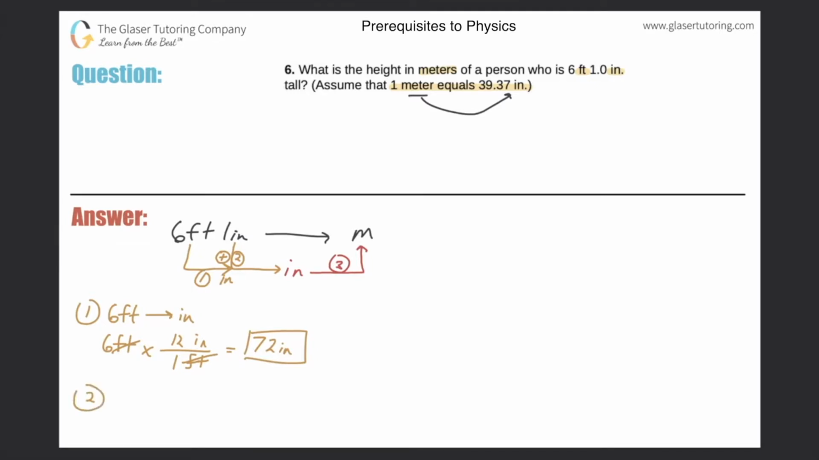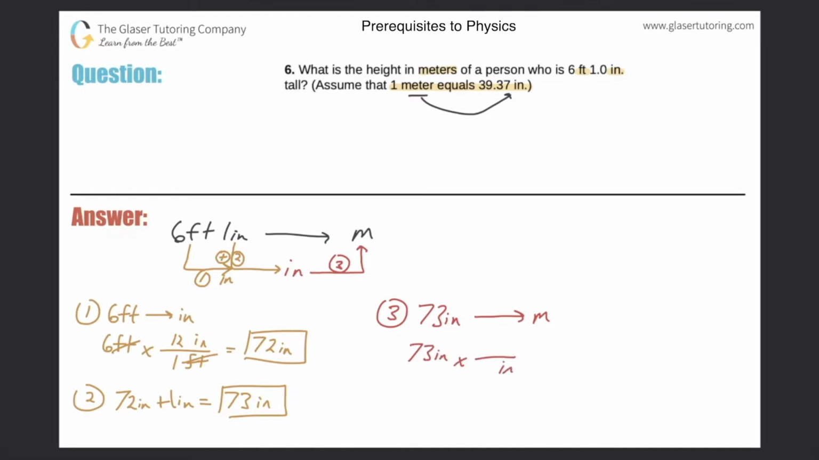I'm going to take those inches that I just found, 72 inches, and then add 1 inch to it so I can find the total height of the individual in inches. So that would simply be 73 inches. And now the third step is to take the 73 inches, the person's total height in inches, and convert it into meters. So let's write down what we're given, 73 inches.